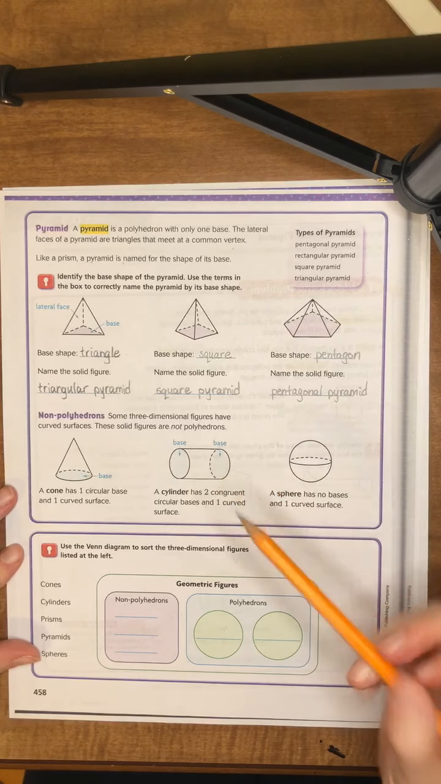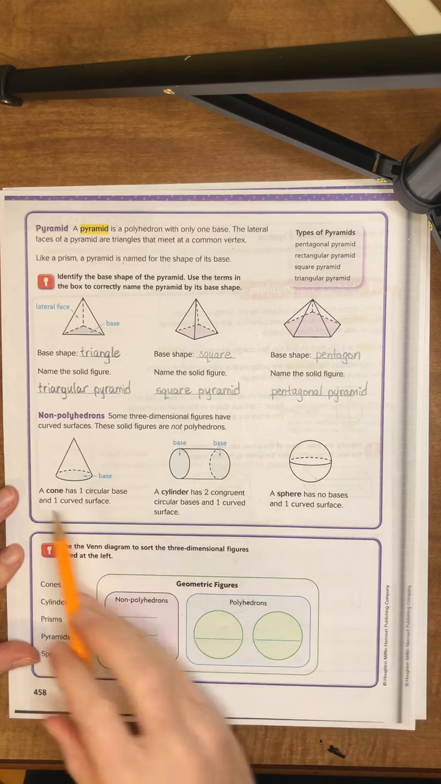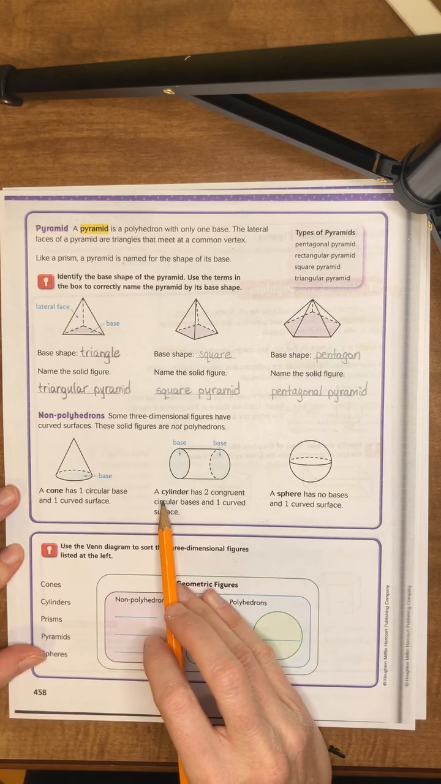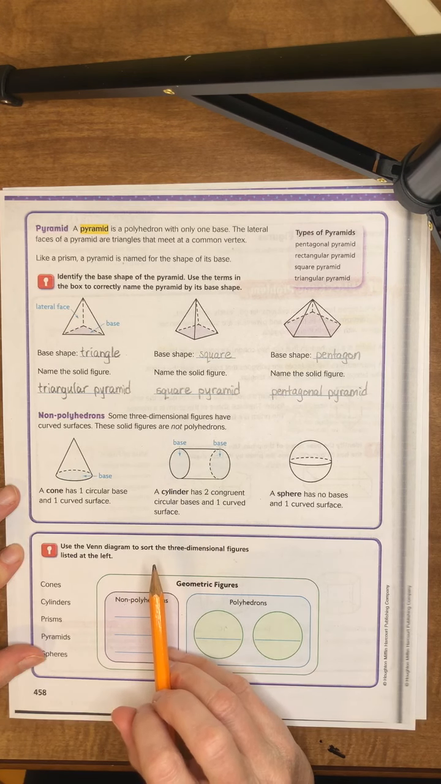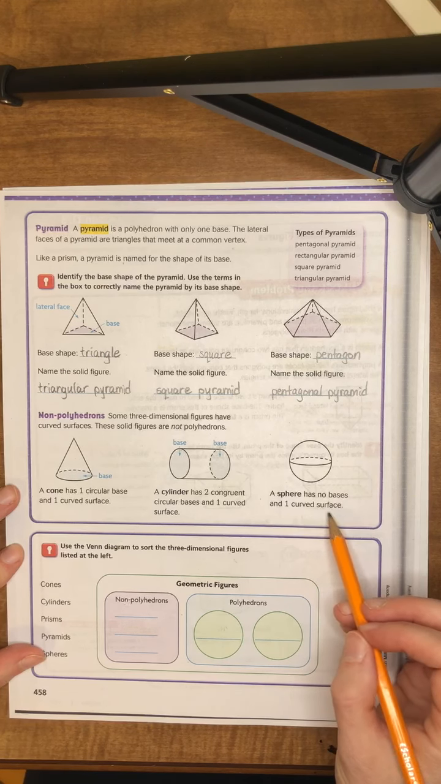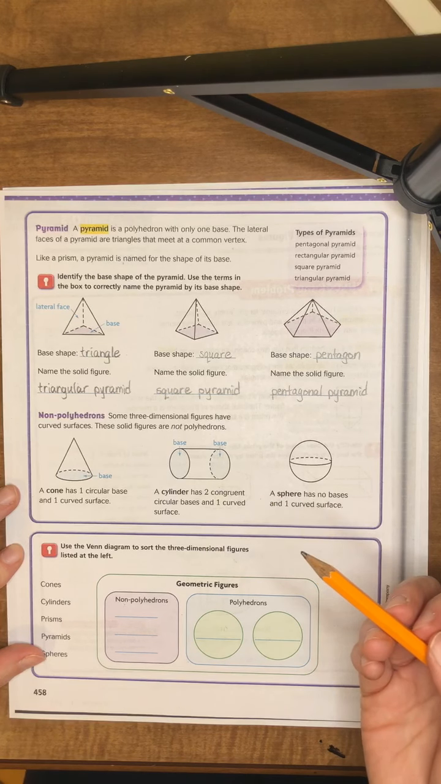Non-polyhedrons: some three-dimensional figures have curved surfaces. These solid figures are not polyhedrons. So an example of this is a cone, which has one circular base and one curved surface all the way around. A cylinder has two congruent circular bases and one curved surface, so kind of like a soup can. A sphere has no bases and one curved surface, so kind of like a basketball, soccer ball, that kind of thing.